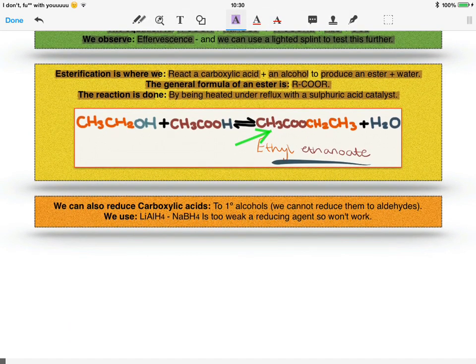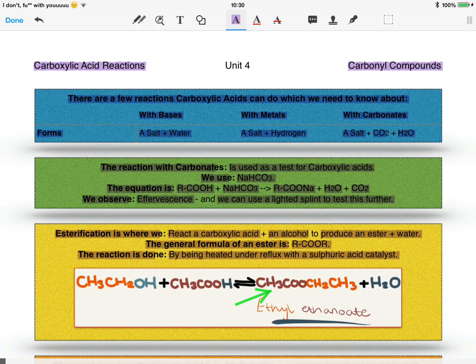Finally then, we can also reduce carboxylic acids, and these are reduced to primary alcohols. We cannot reduce them back to aldehydes. If we want an aldehyde from a carboxylic acid, we have to first reduce it and then oxidize it using acidified potassium dichromate under distillation. The reducing agent is LiAlH4, and the reason we use this and not the NaBH4 is because NaBH4 is too weak a reducing agent, so it won't work. And that's all you need to know for the reactions of the carboxylic acids.